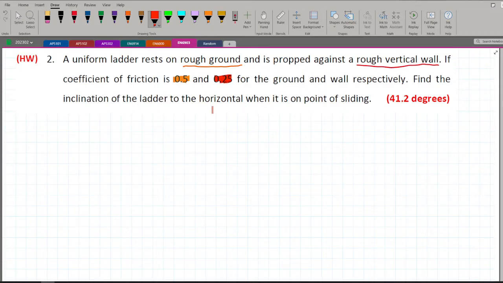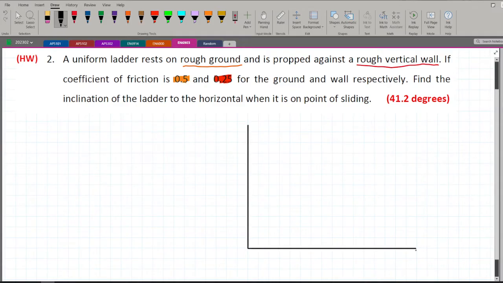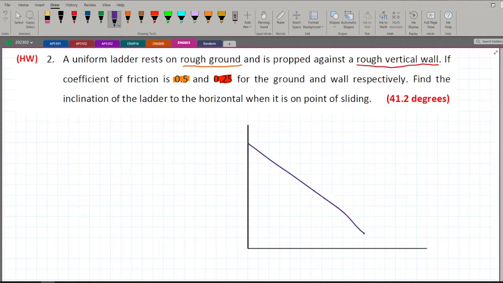Find the inclination of the ladder to the horizontal when it's on the point of sliding. So we need to find the angle of the ladder with the horizontal, so basically with the ground. So the first step would be drawing this. We would have our vertical wall over here and our ground over here. Okay, and we're going to have our ladder, which is from here to here. This is our ladder.